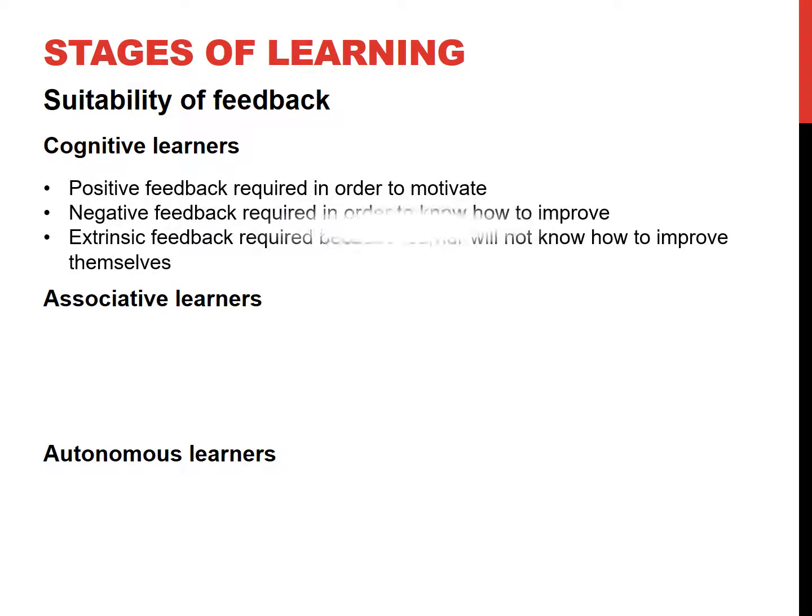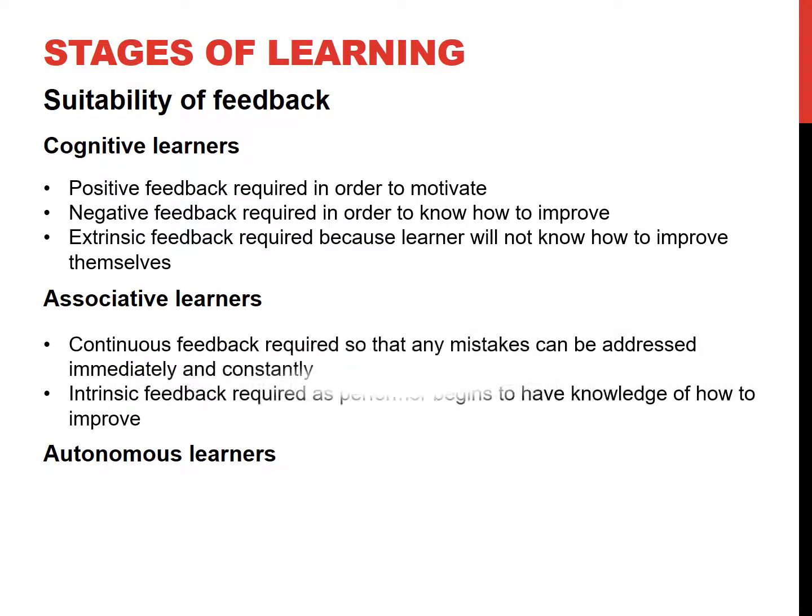Suitability of feedback. Cognitive learners will benefit from positive, negative, and extrinsic feedback in order to motivate them and so they know how to improve. Associative learners will benefit from continuous and extrinsic feedback so that they can correct any mistakes, and they can also start to know how they can improve themselves so they can give it intrinsically.